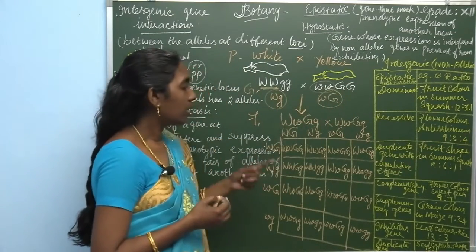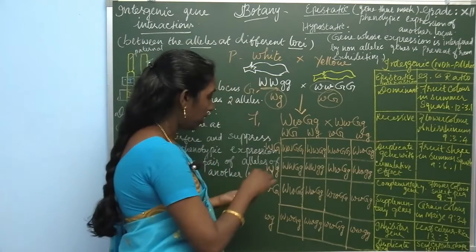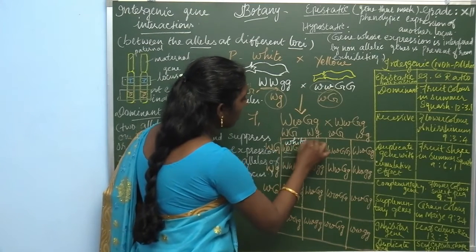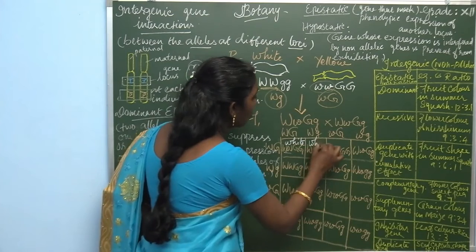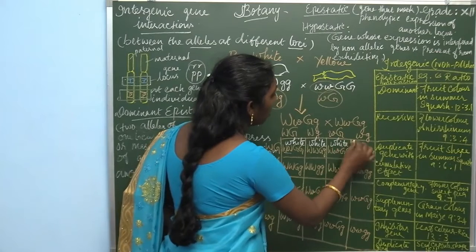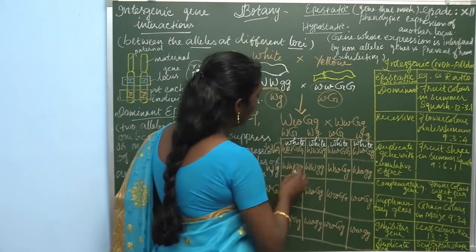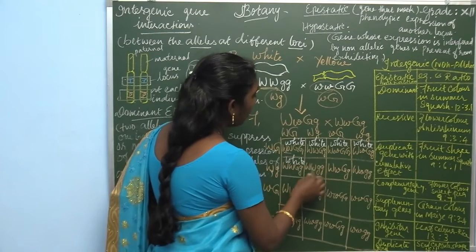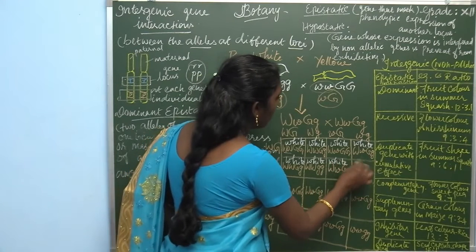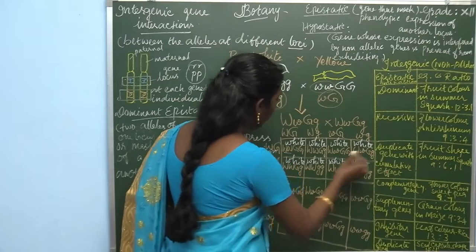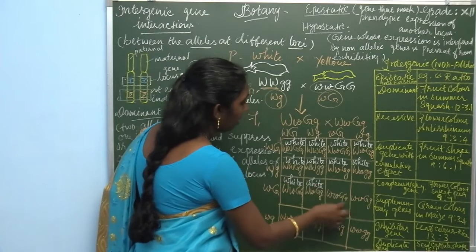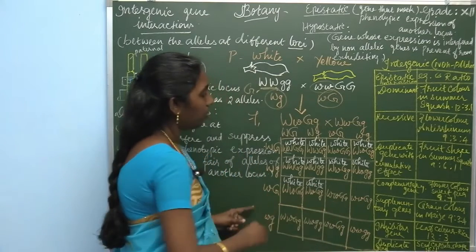So, here find out the color. This is white. This capital W is present, so it gives white. Here capital W, so it is also white. Wherever the capital W is present, it gives white. Here also white. Capital W, so white. Here capital W, white. The fruit color is white. Here also white. Here small w is present.